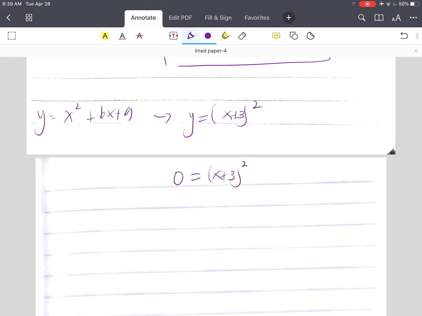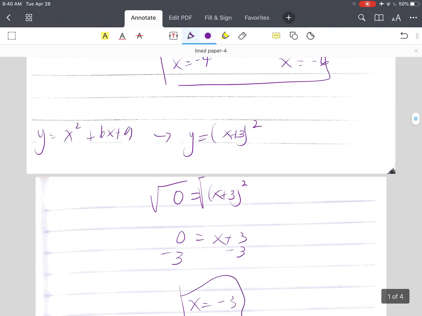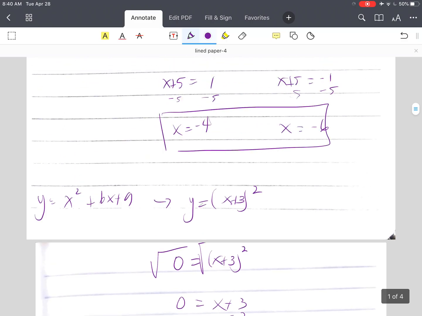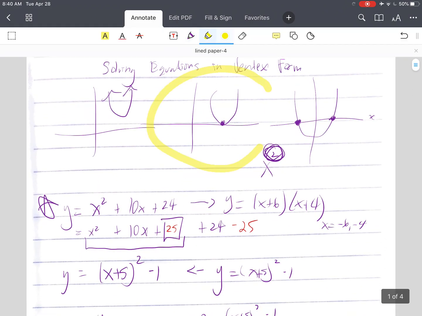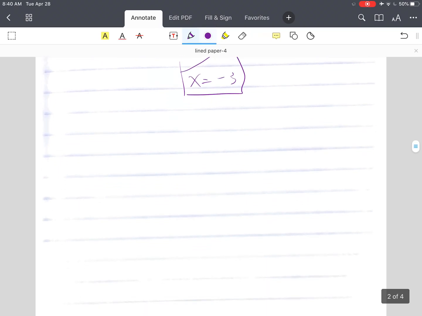Now if you're trying to solve this equation, you're going to have 0 is equal to (x plus 3) squared. You're going to take the square root of both sides. The square root of 0 is 0, x plus 3. Now you might be wondering, isn't that going to be plus or minus 0? Yes, but plus or minus 0 is the same thing as 0. And we're going to subtract 3 here, and you get x is equal to -3, which means one solution. So this is an example of this graph, where it only crosses once. In fact, it doesn't even cross, it touches the x-axis.